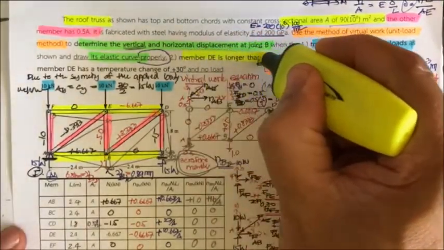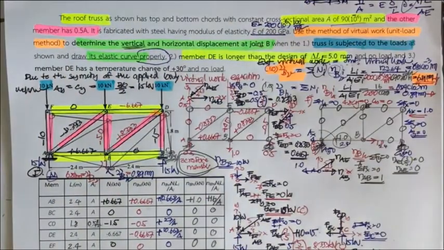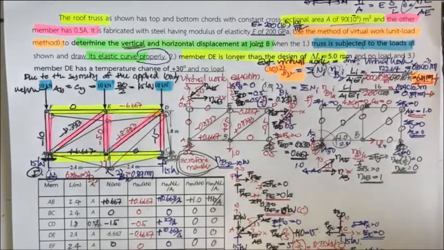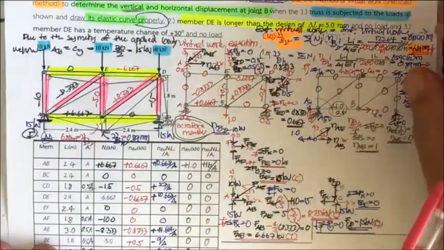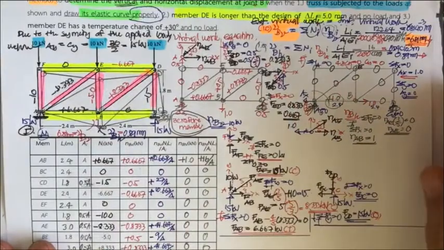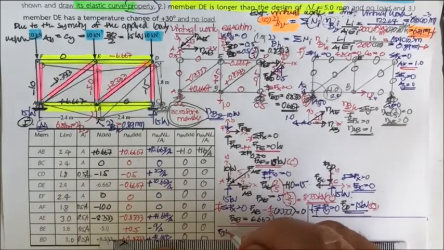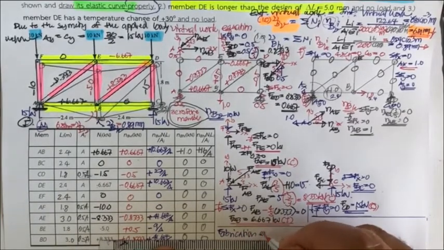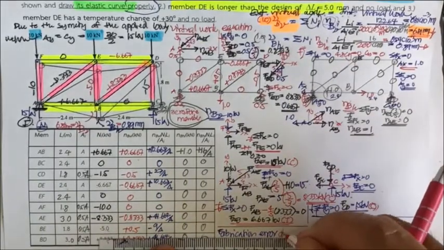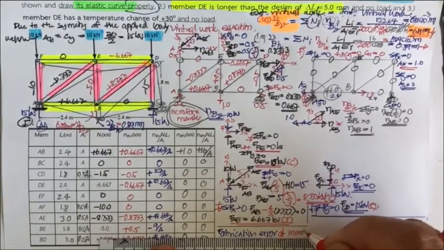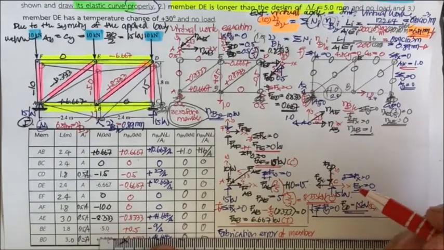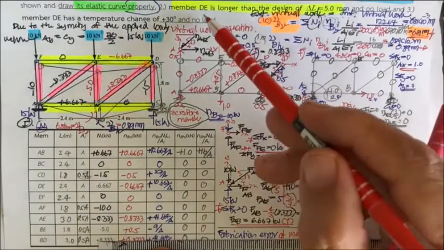And then next, they ask us the next step. The member DE is longer than usual. So the next question is going to be about the fabrication error. Okay, we have the fabrication error problem. Now we just follow the steps we had before. Just take a look at the equation we have for the fabrication error at member DE, right? DE is longer than it used to be.